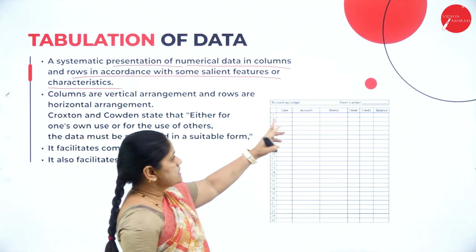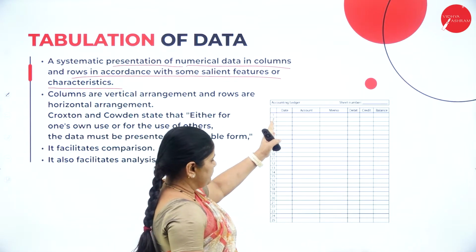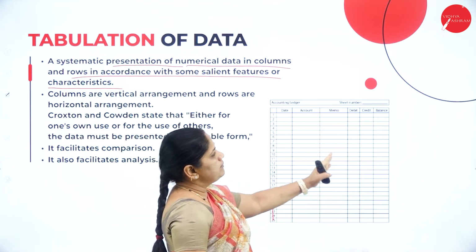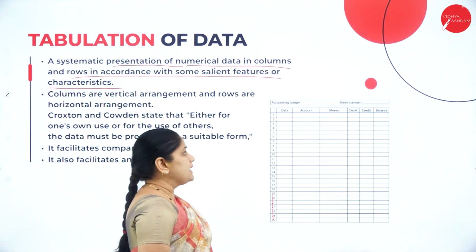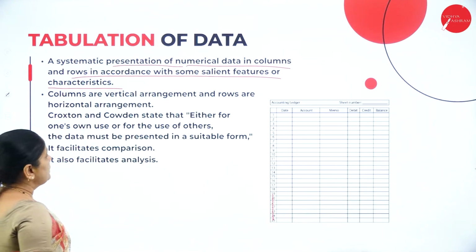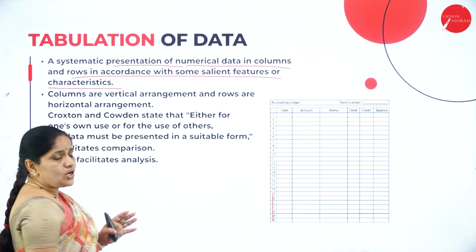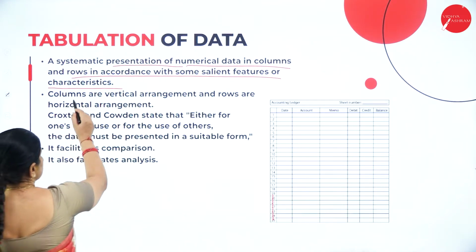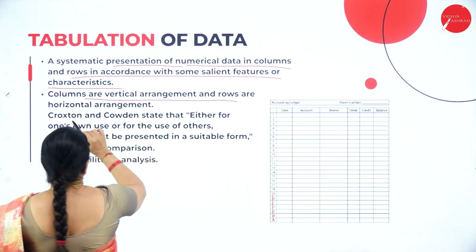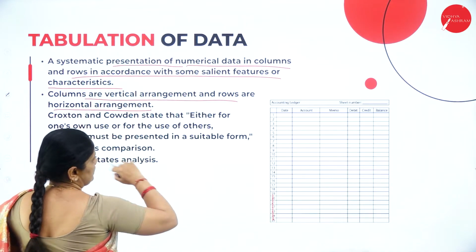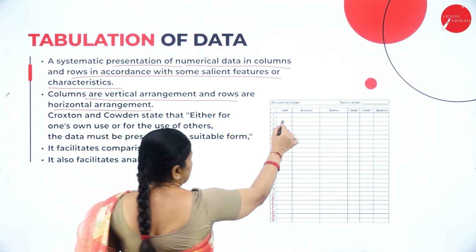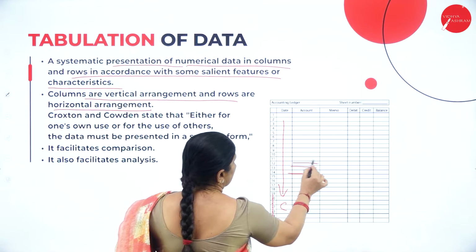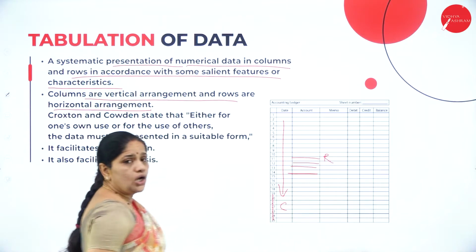If you can see in this table, the first column is the serial number, second we have the date, the account number, the memo, the debit, credit and the balance. So this is one kind of accounting ledger. Based on one criterion, you just have a table. Columns are the vertical arrangement and rows are the horizontal arrangement. So these vertical arrangements we call the columns and these horizontal arrangements we call the rows.